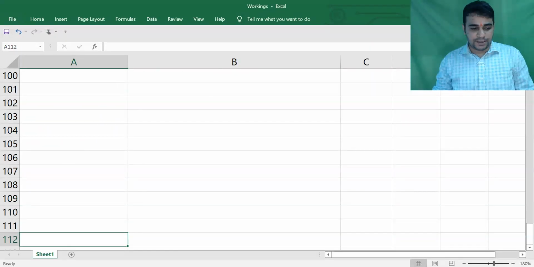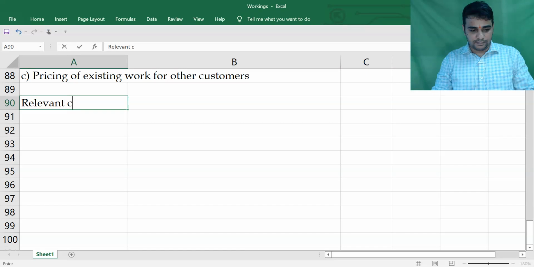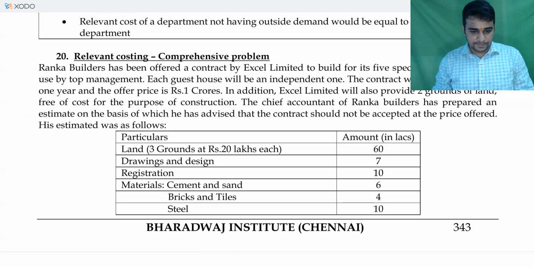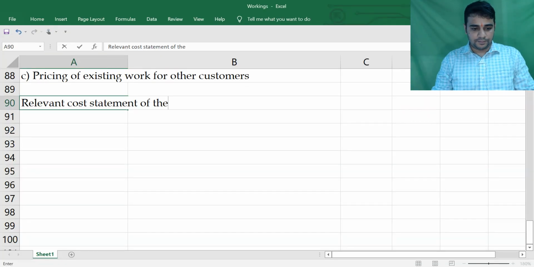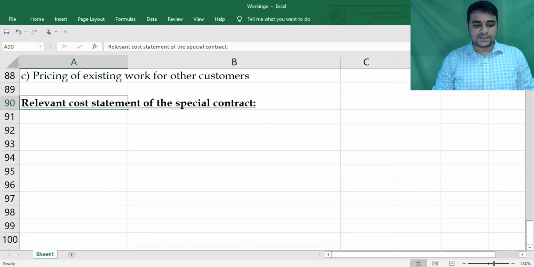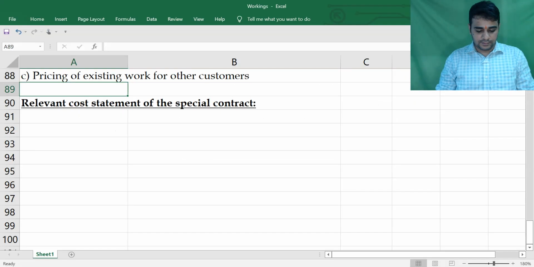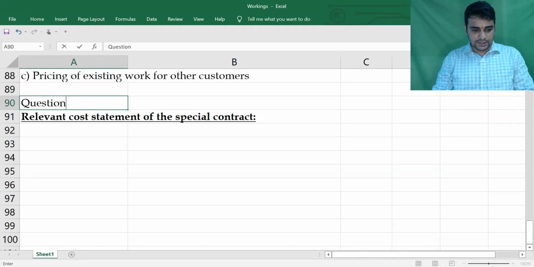Relevant cost statement of this special contract. This is question 20.